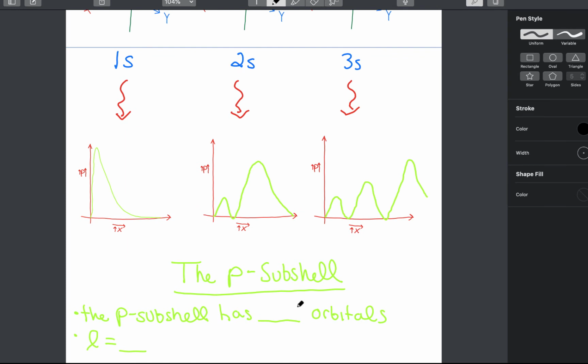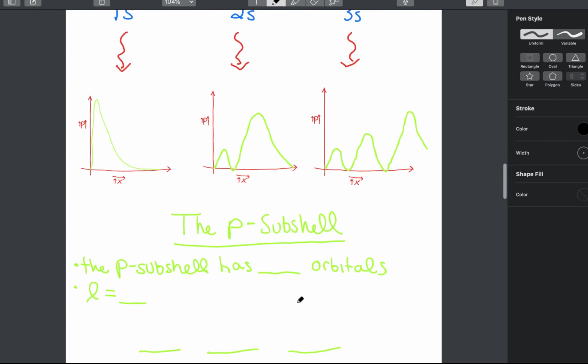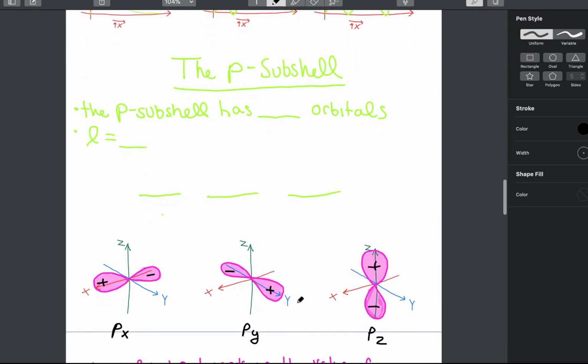So now we're going to talk about the p-orbitals, or the p subshell. So you may recall from my last video that the p subshell has 3 different orbitals. And the L value for these orbitals is equal to 1. And this is, remember, the angular quantum number. So if we were to label an orbital diagram of a p subshell, you would have a -1 orbital, a 0 orbital, and a +1 orbital. So these would be your magnetic quantum numbers, talking about the orientation of the orbital.